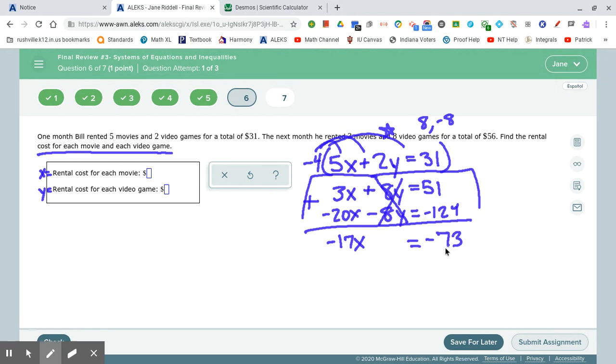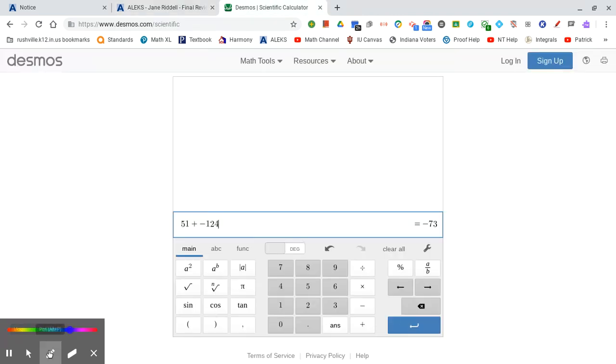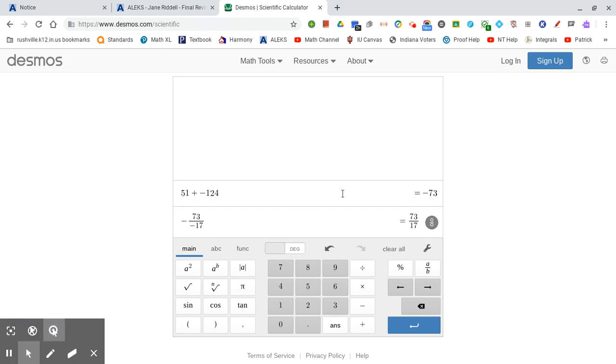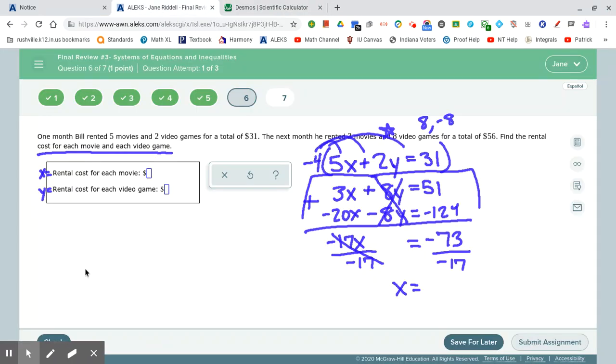So our goal is to get x by itself. Right now it's being multiplied by -17. So the opposite of multiply is divide. And that gives us x is equal to -73 divided by -17, that gives me positive 73 over 17. That's not very nice. That's not going to be a number that I would think that this would be. So that means that I probably made a mistake somewhere. And that's okay. I need to go back and figure out what was my mistake.